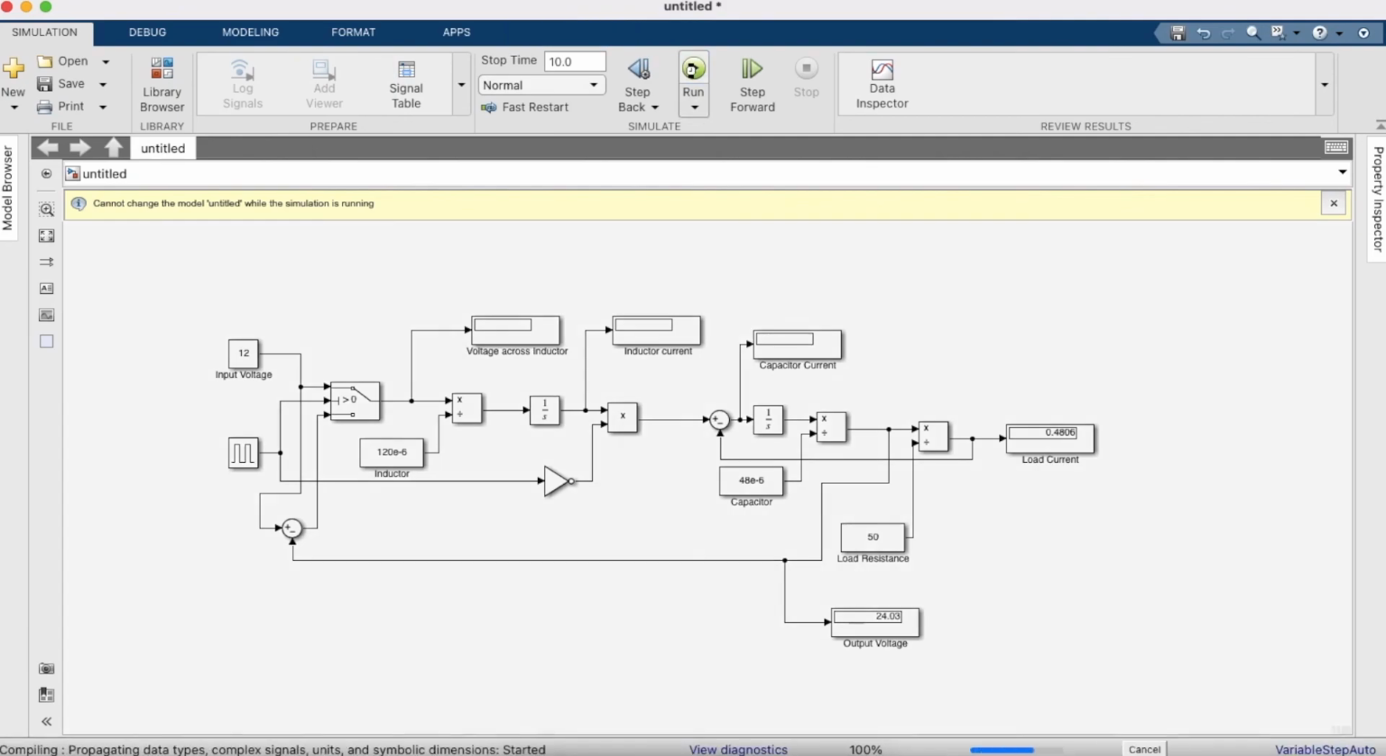Let's run this to see what the output values are. These are the output values that we get. They would fluctuate as and when the switching happens and there's discharge and charge of the capacitor and the inductor. So that's about it for this video.